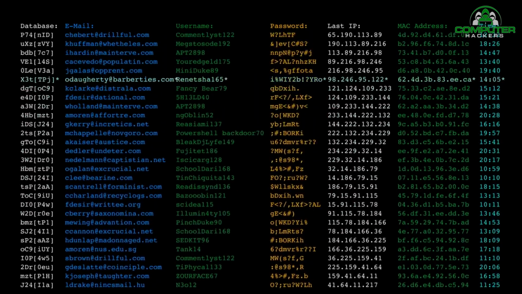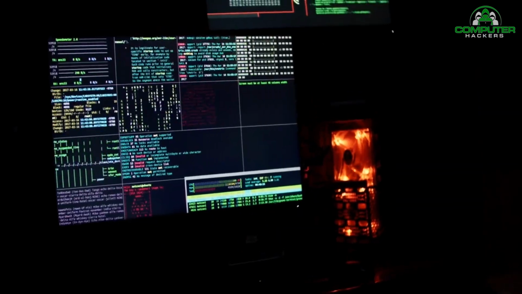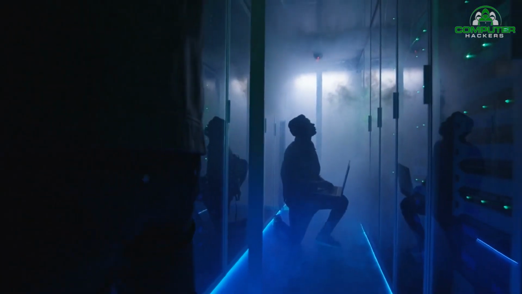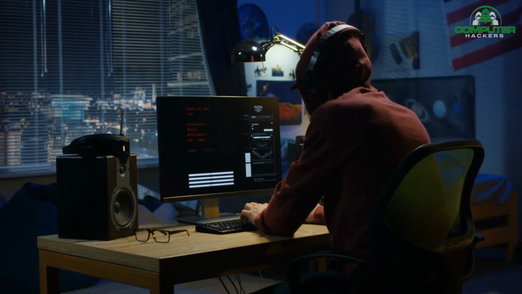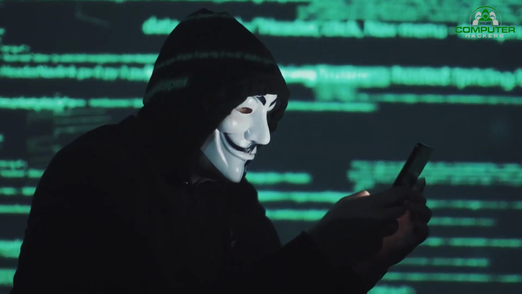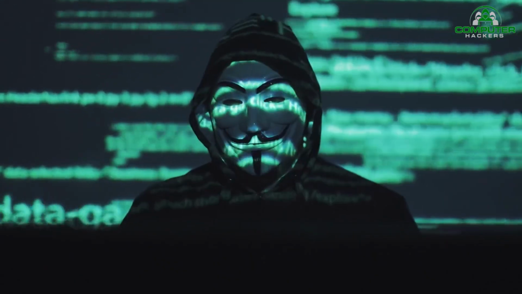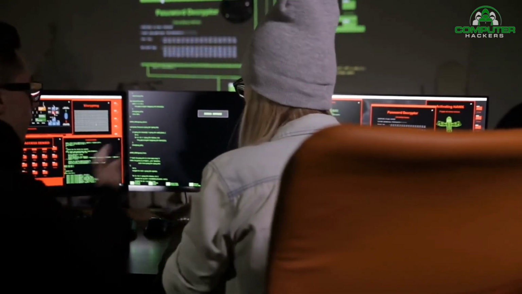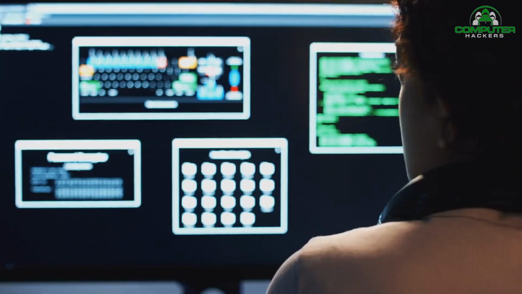Roles and responsibilities. As an ethical hacker or penetration tester, your role will involve identifying vulnerabilities, conducting security assessments, and providing recommendations to enhance an organization's cybersecurity posture. You may also be involved in incident response, where you analyze and mitigate the impact of security breaches.